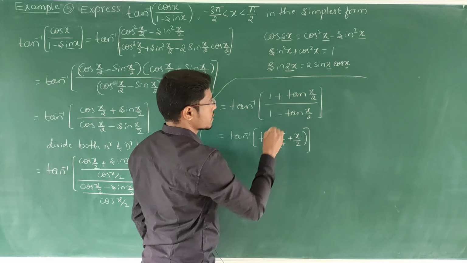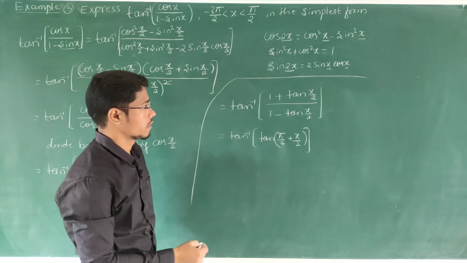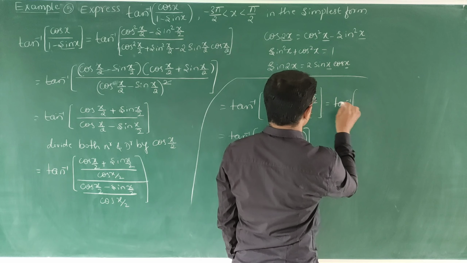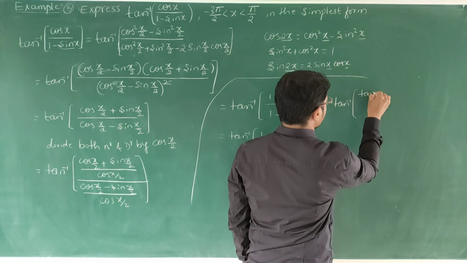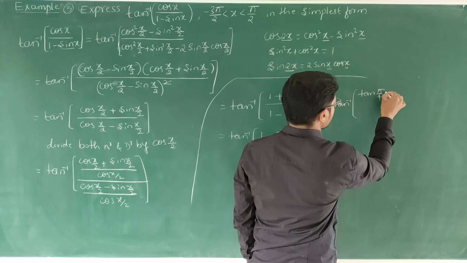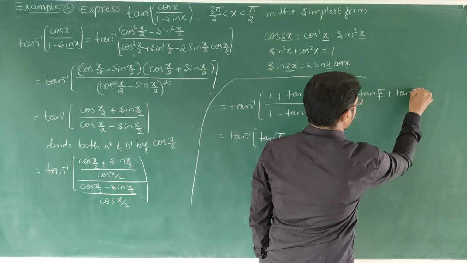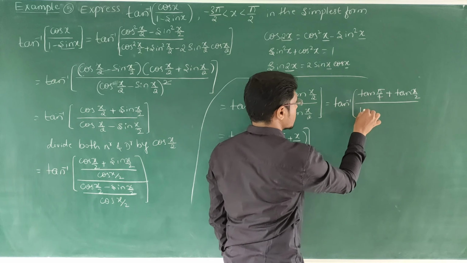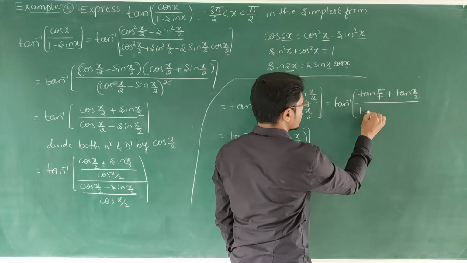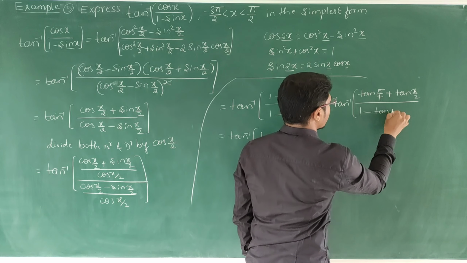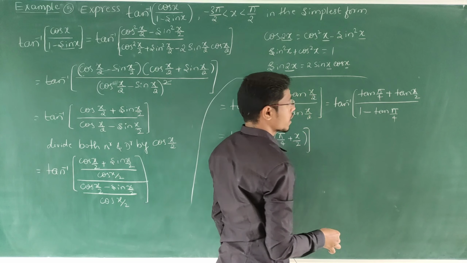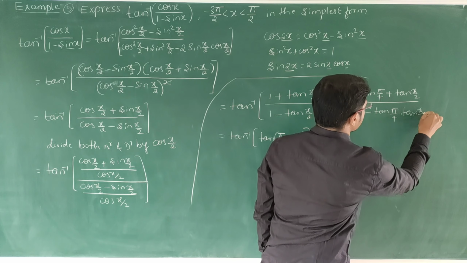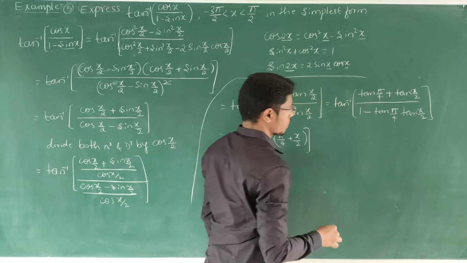So this we can write as tan inverse of, 1 can be written as tan pi by 4, so it is tan pi by 4 plus tan x by 2, divided by 1 minus tan pi by 4 into tan x by 2, where tan pi by 4 is 1.